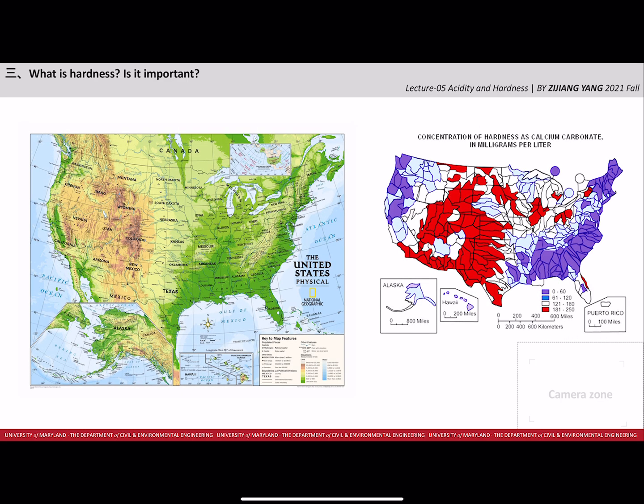And here shows the water hardness of calcium as calcium carbonate in the United States. And I found this map, we can see that here in Maryland, the water is not quite hard, but in this region, the water is hard. So actually, I'm not quite familiar with the geography of the United States, but I'm just curious. Do you guys have any ideas about why this region has relatively hard water?